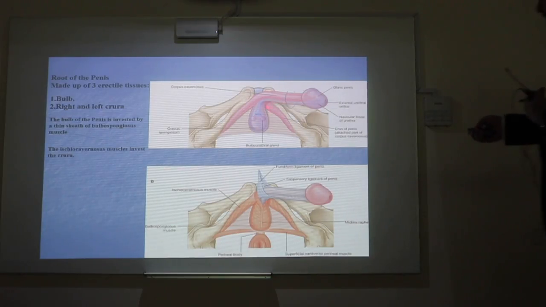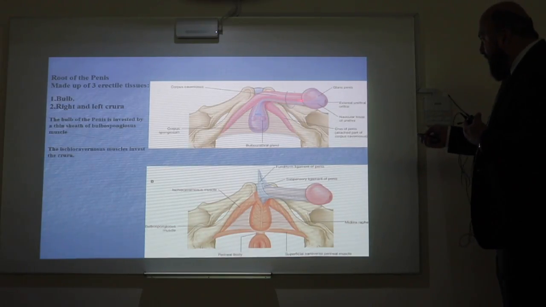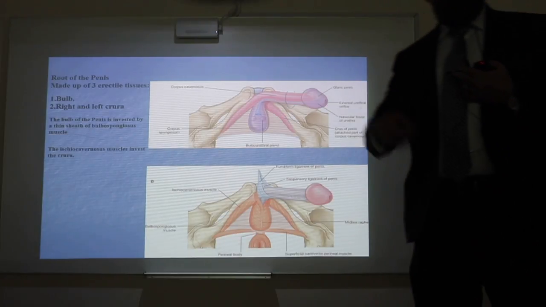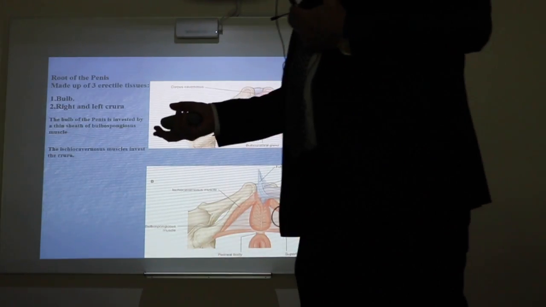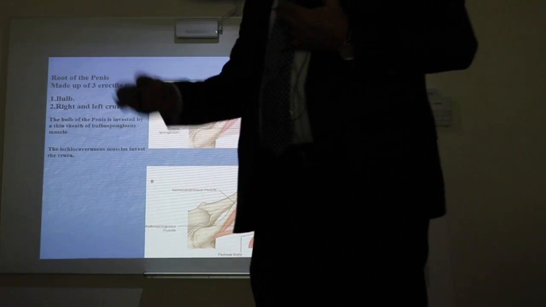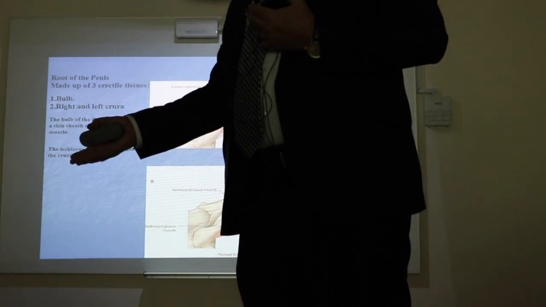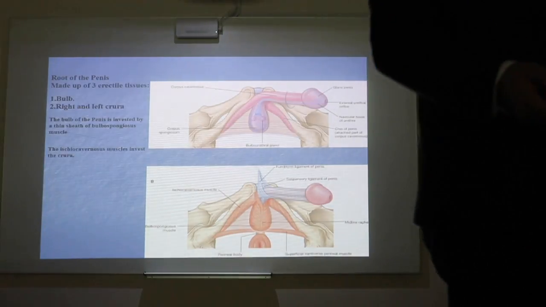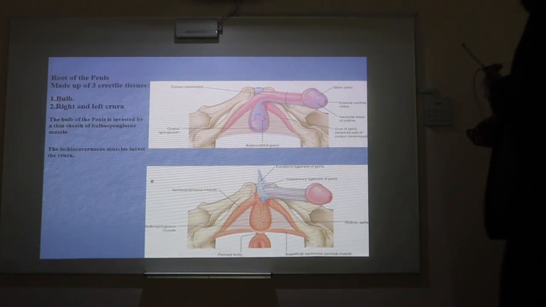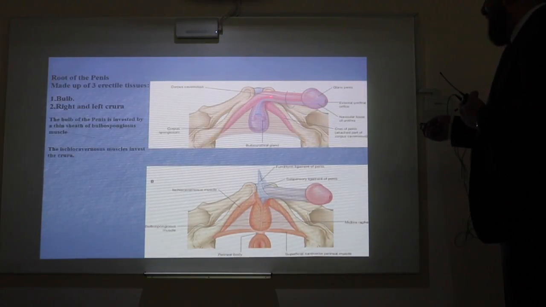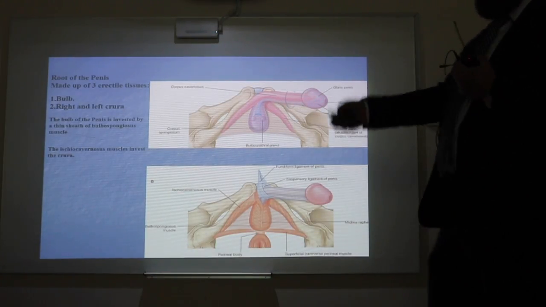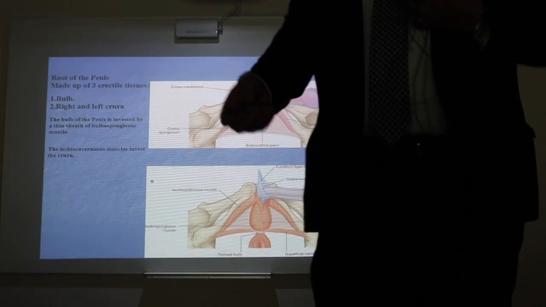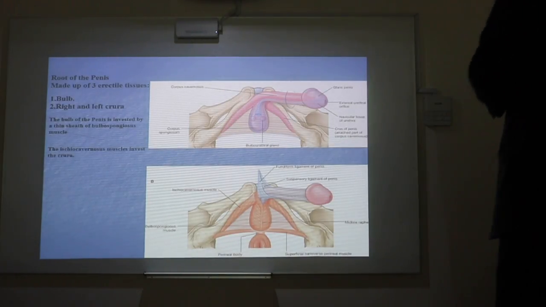And you can see in the bulb and then through the corpus spongiosum, what do we have? What do you use it for? Urethra. Okay? That is the urethra in blue, and then it will lead to the external urethral meatus.